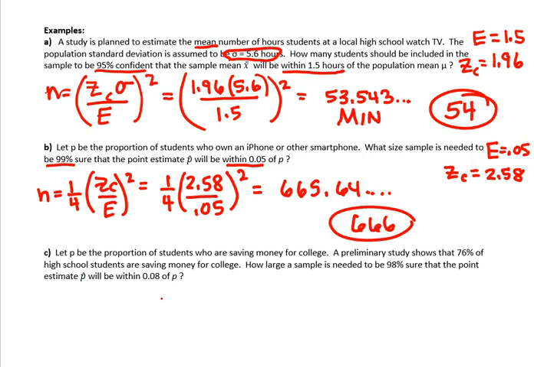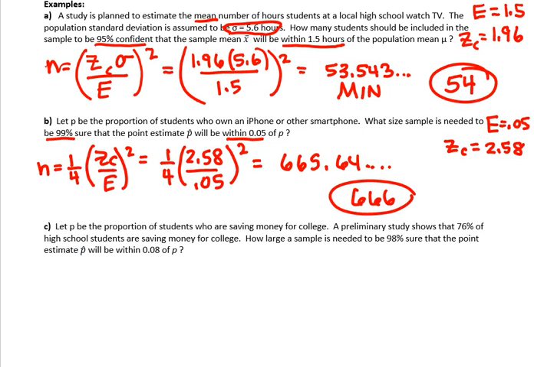The next one says, let P be the proportion of students who are saving money for college. A preliminary study shows that 76% of high school students are saving money. All right, so there's my preliminary estimate. That tells me that I think P is 0.76. How large a sample is needed to be 98% sure that the point estimate P hat will be within 0.08? All right, so my error is 0.08. And 98% confidence means that I need a z-score for 98%. If I look that up on my z-table, I get 2.33.